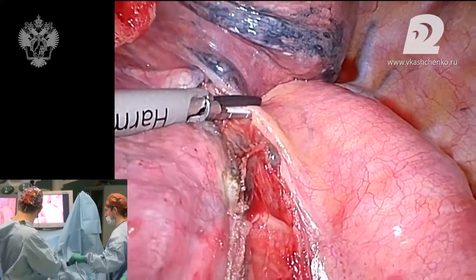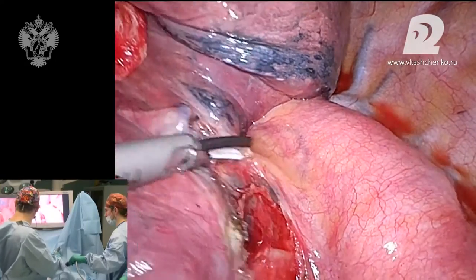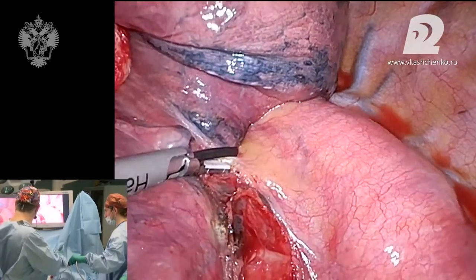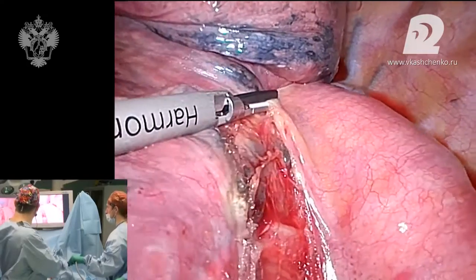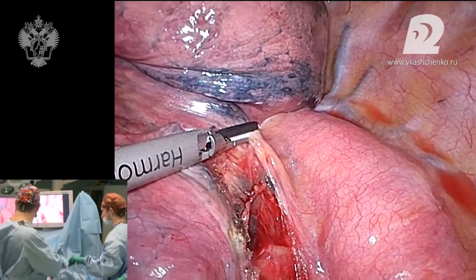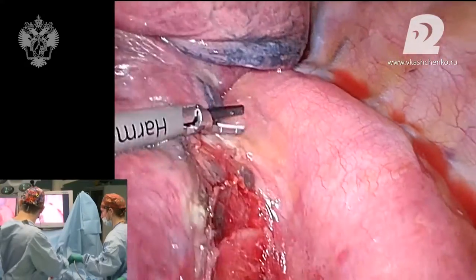Sometimes we place the camera in the cavity, in the area of the port cut. And via another port, we can actually introduce the tools. This is the only variability that we can perform.